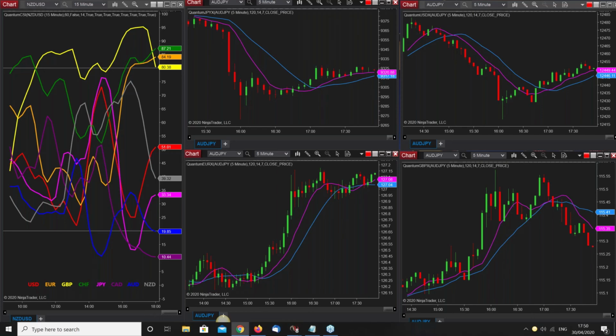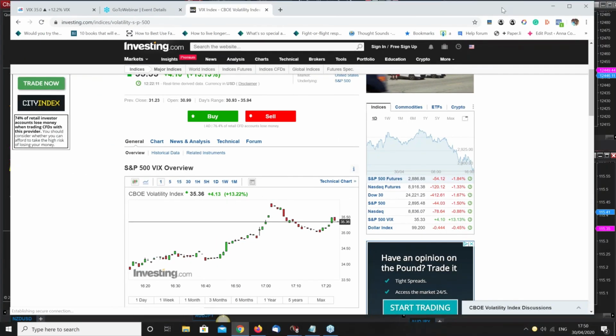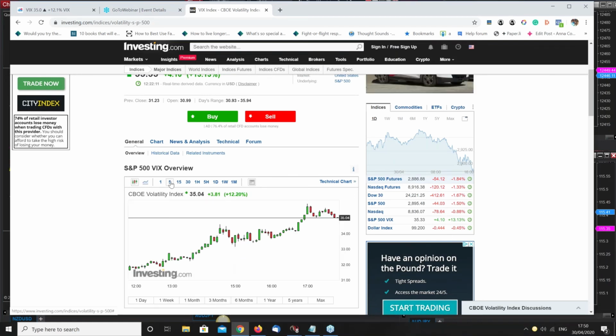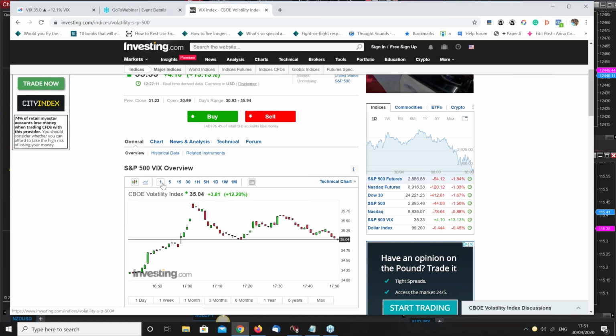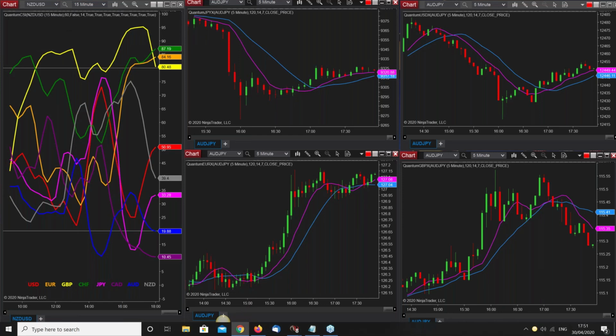Just pull this over. If you don't have the VIX on your platform, then the place to find it here, investing.com, this is it. Has all the time frames you would need. I've got this on 1 minute at the moment. Let's just change that over to 5 minutes. So again, it's been moving around. It's hardly been moving strongly. It's quite interesting. There's been quite a lot of odd price action today.